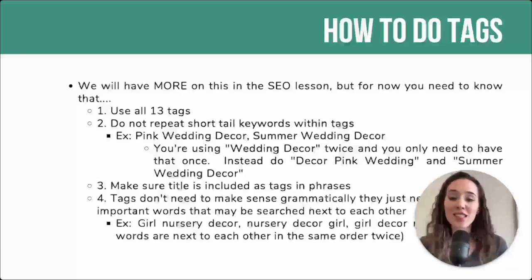Because the first listings you put out, that's not going to be the final version of that. You're going to perfect them over time as you grow and scale. The important part about tags when you're creating your listing is to use all 13 of them. Do not repeat short tail keywords within your tags.